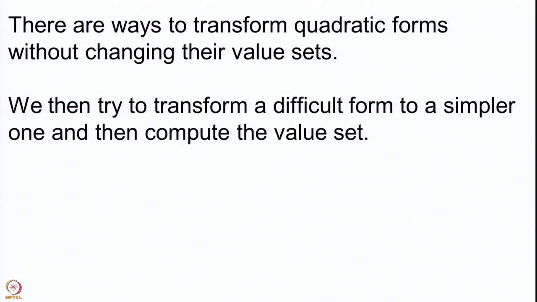So whenever we want to compute the value set of a given binary quadratic form, which may look difficult because a, b and c might be big numbers, they might come with different signs, and so computing values by hand might be very difficult, we would then transform it to a simpler looking form, and once you transform it to a simpler looking form, we may be able to compute the value set more easily. And if this transformation keeps the same value sets, then you would have computed the value set of your earlier form. This is what we are going to do.